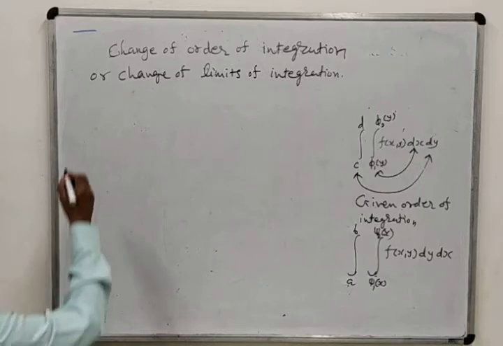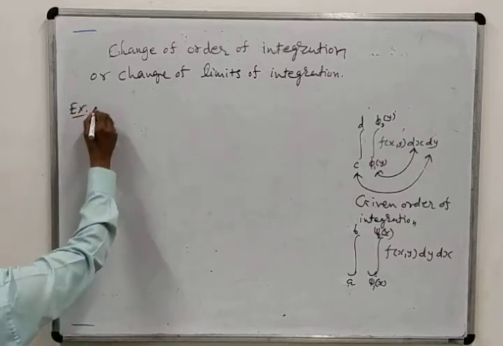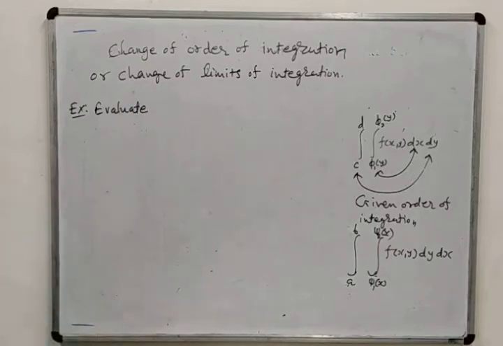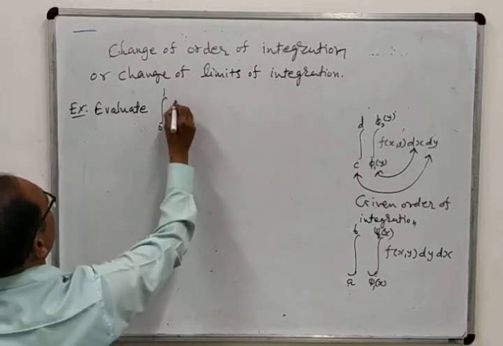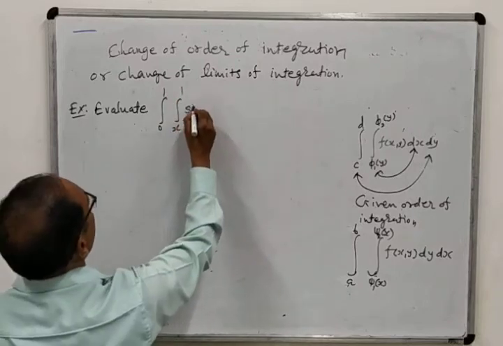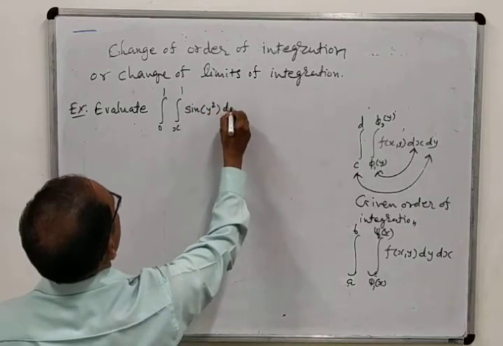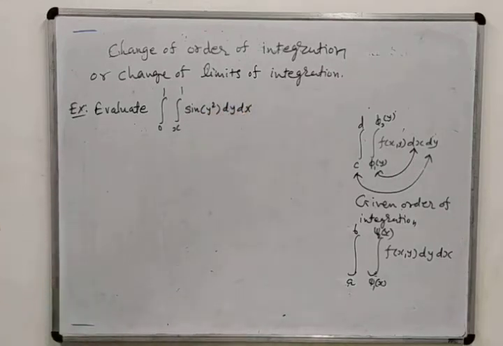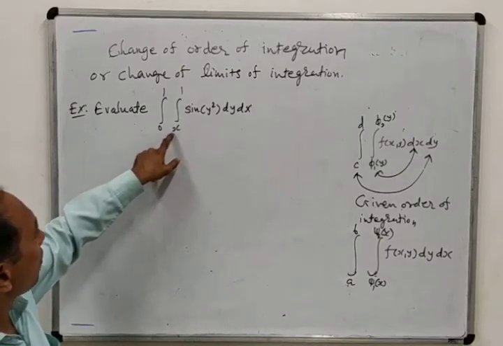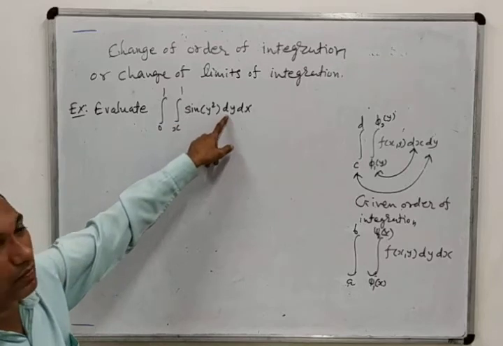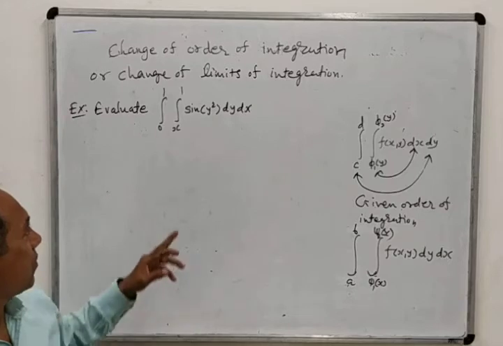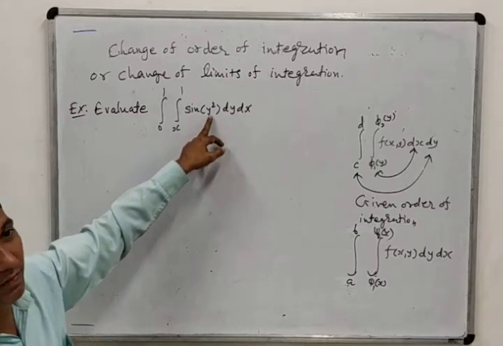Let us see. Example: evaluate the integral from 0 to 1, integral from x to 1, of sin y square, dy dx. So here you can see that it is written dy dx, and these are the limits of y, that is y equal to x to y equal to 1. So the first integration is with respect to y, but sin y square has no easy integration, because y square is involved.